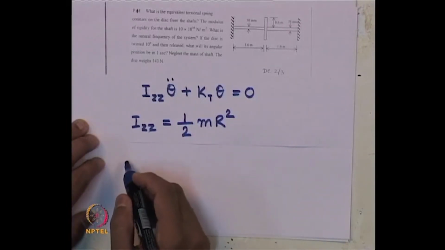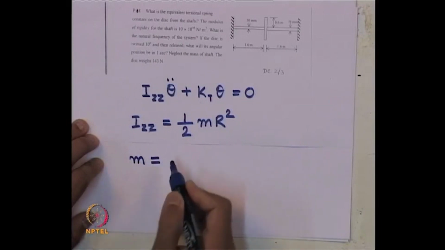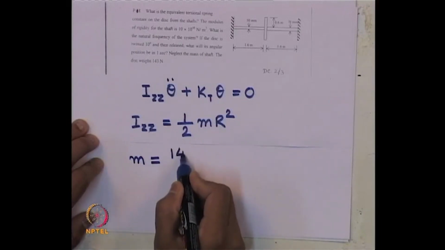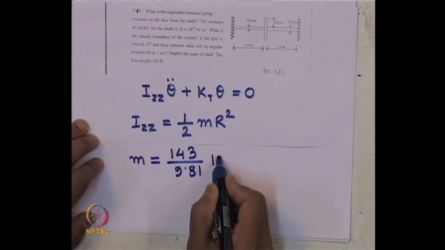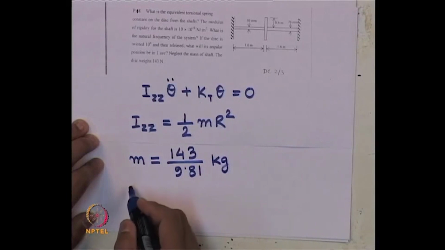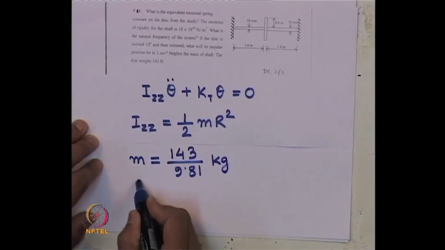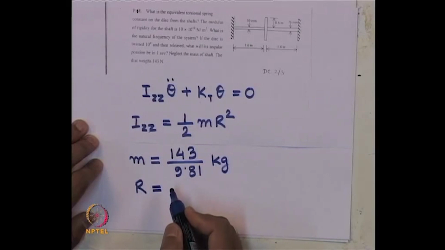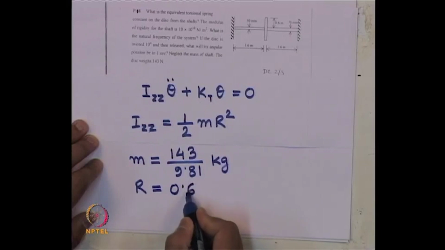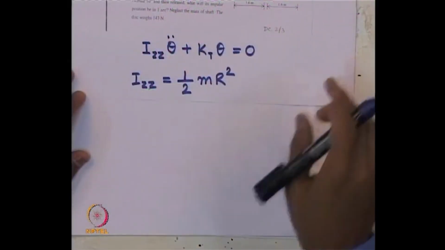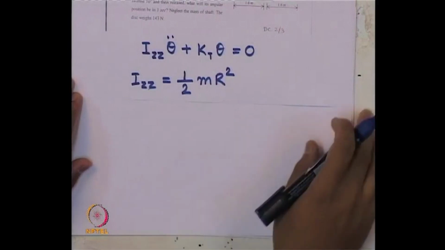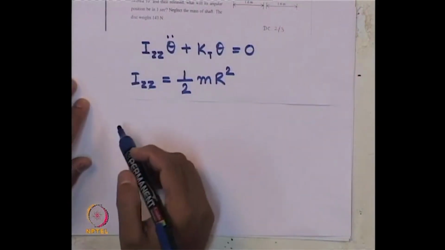Now, how much is the mass of the circular disc? Weight is 143 Newton, so the mass is 143 by 9.81 kg, and the value of r, the radius of the circular disc, is given as 0.6 meter. With this information, now let us find out the k T due to the presence of the two circular shafts.